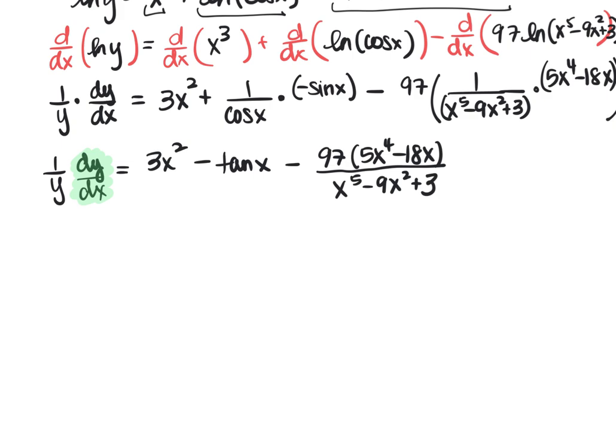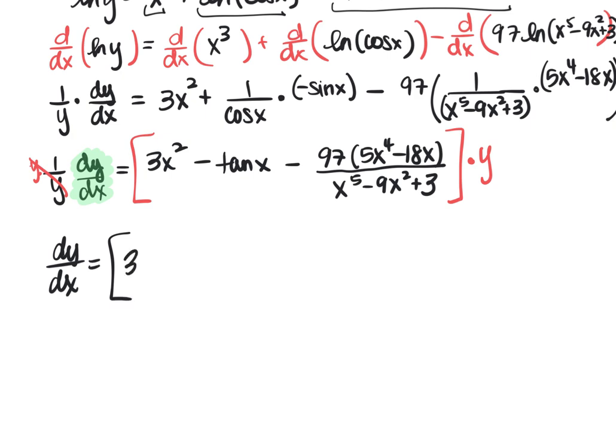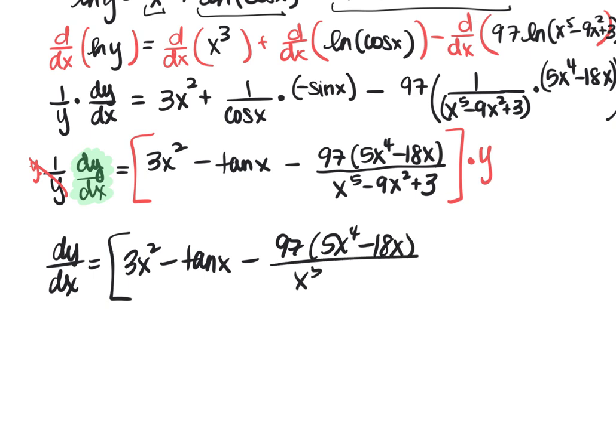So to do that, we need to multiply both sides by y, so we can divide out that y. So we're going to have big brackets here, multiplied by y. So now dy/dx will equal the big quantity, 3x squared, minus the tangent of x, minus 97, times the quantity 5x to the fourth minus 18x divided by x to the fifth minus 9x squared plus 3.